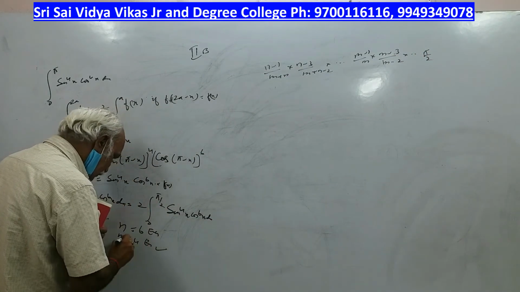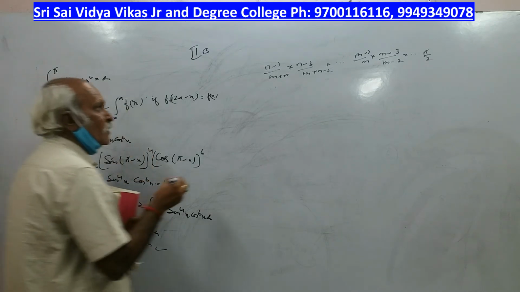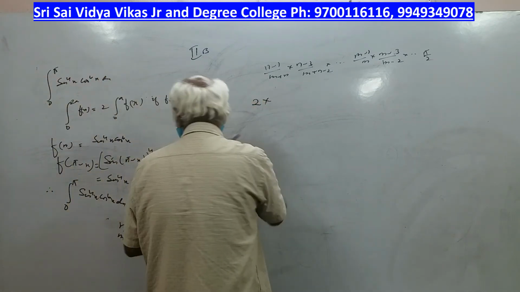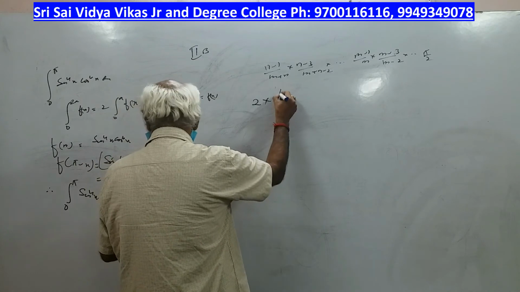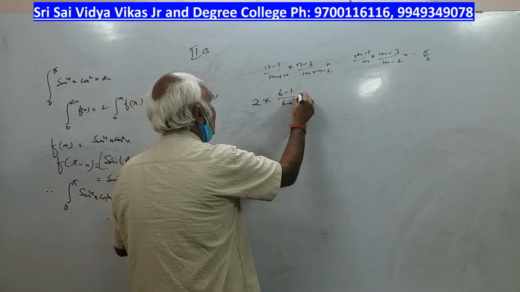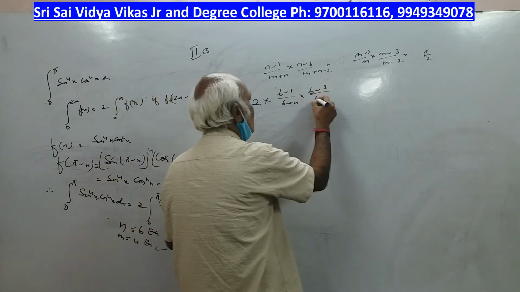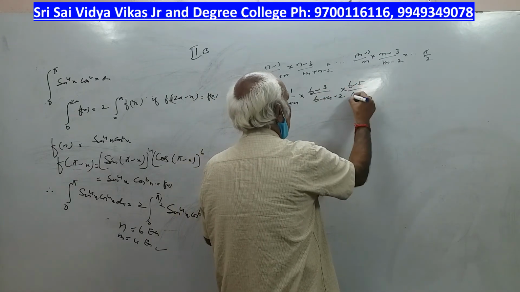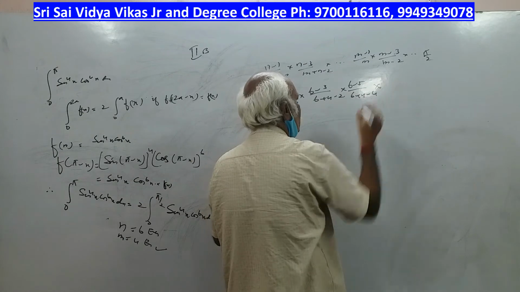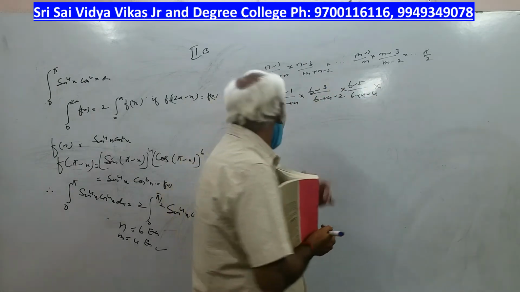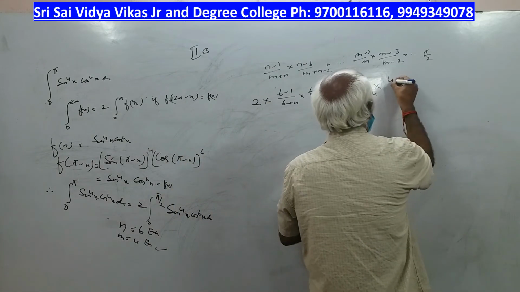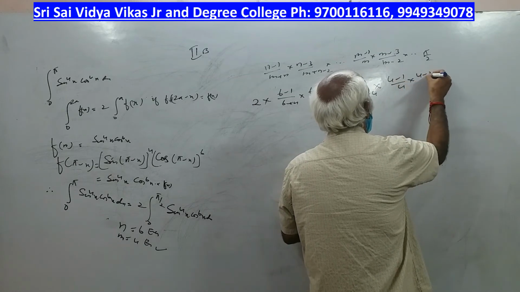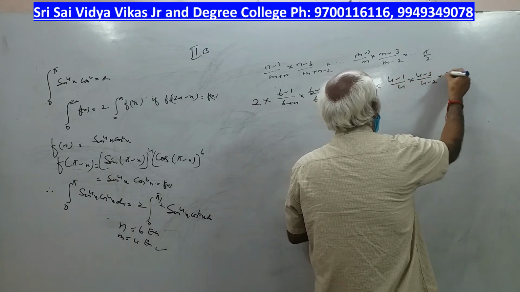M is even, so pi by 2 should come, and here 2 is also there. Now we will write 1 by 1, n minus 1, 6 minus 1 by 6 plus 4, and next one 6 minus 5 by minus 4. Next one is negative, so we start m. What is m? 4 minus 1 by 4 into pi by 2.